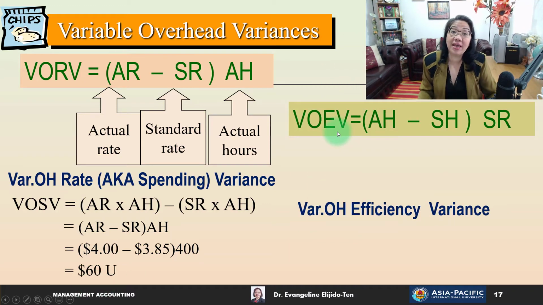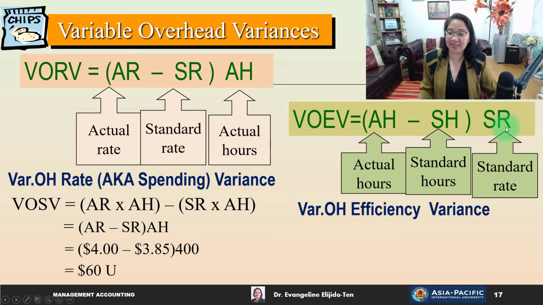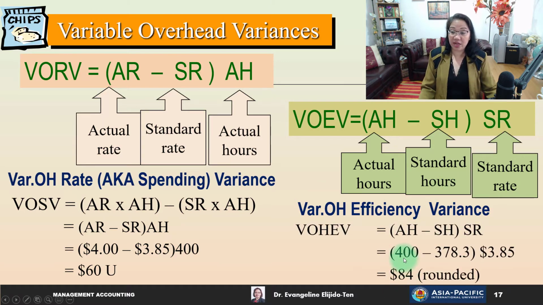Now, the variable overhead efficiency variance is given by the formula actual hours minus standard hours multiplied by the standard rate. And so we have already been given the actual hours at 400. We've also calculated the standard hours, 378.3 hours, and the standard rate was given at $3.85. So we have a variable overhead efficiency variance of $84, and that too is unfavorable.